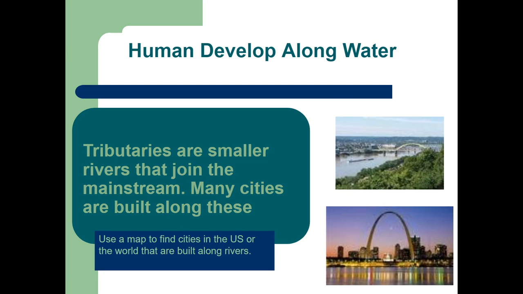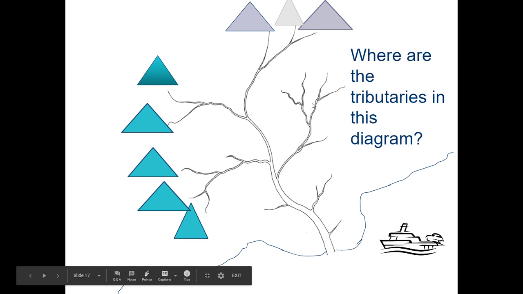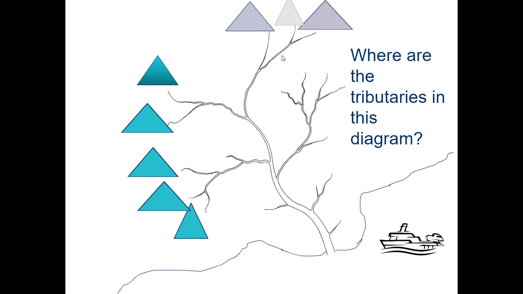Okay. So again, I would in class have you find some cities on the U.S. map and see where they're built. Okay. So where are the tributaries in this diagram? So this is the main river right here. The tributaries are the secondary pieces right here and here and here. Okay. So they're all leading into one main stream.